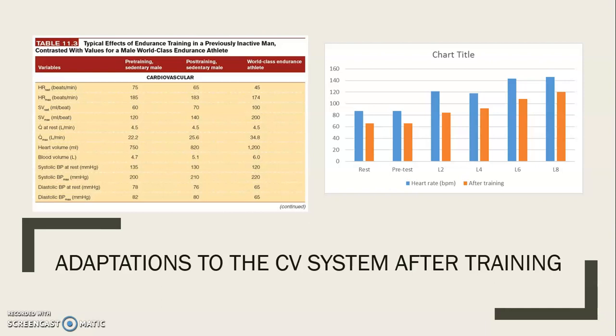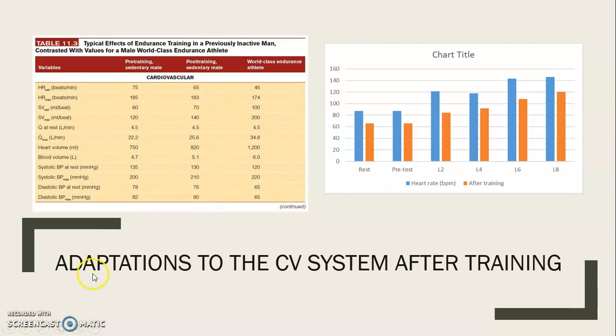As you can see by the table on the left, blood pressure will also change at rest. For example, someone who is well trained will have a lower resting systolic blood pressure. And also, during activity, their diastolic blood pressure will stay the same as it is at rest. However, if the person is less trained, it's likely to increase.